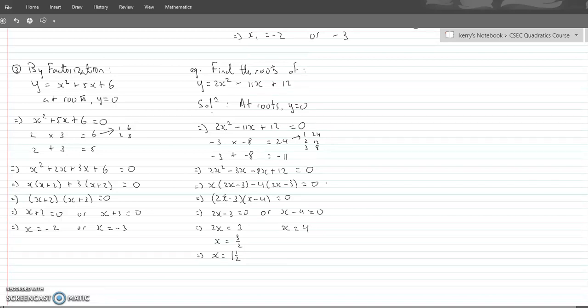So the factorization technique is much faster than the quadratic formula. However, please note this: some quadratics cannot be factorized, so you will have to use the quadratic formula or completing the square. Either one of them will give you the answer. So this here is our video on solving for the roots of a quadratic. You saw your three ways to solve a quadratic to give you the roots.